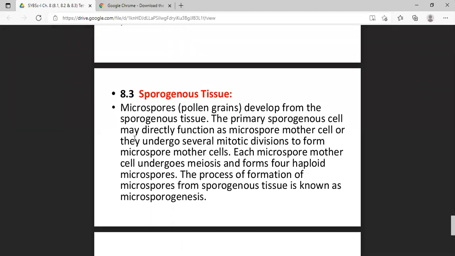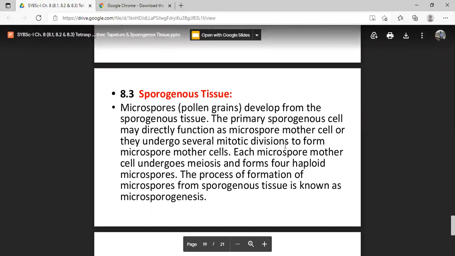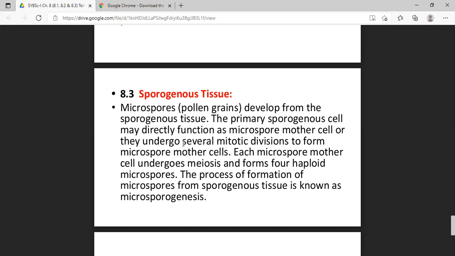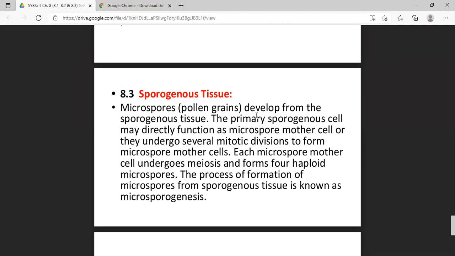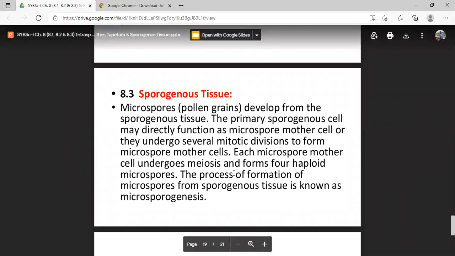they undergo several mitotic divisions to form MMC. Now it depends on the plant: either it forms directly, or it undergoes mitosis and then microspores are formed. So depending upon the plant and the flower, they have these kinds of divisions. Each microspore mother cell undergoes meiosis and forms four haploid microspores. The process of formation of microspores from sporogenous tissue is called microsporogenesis.